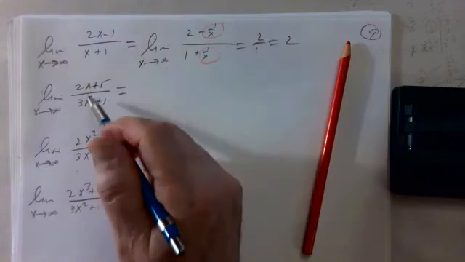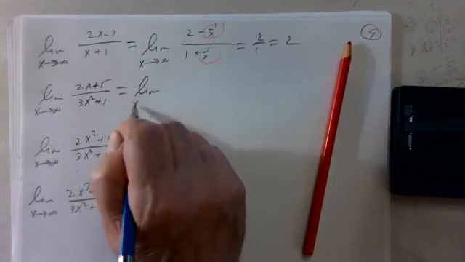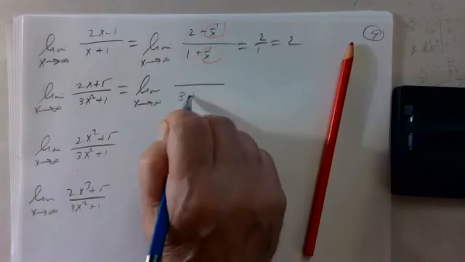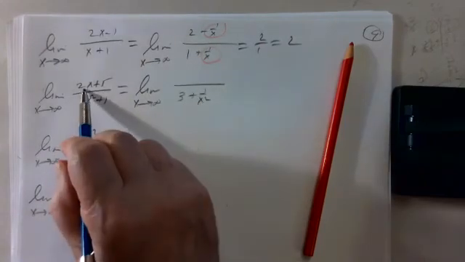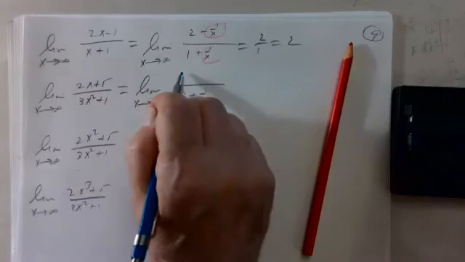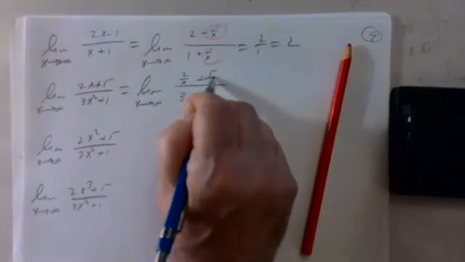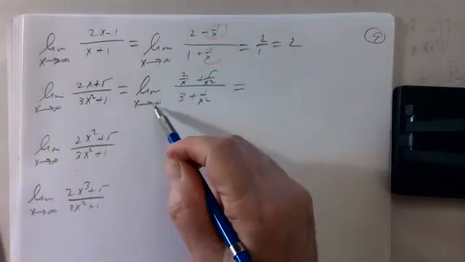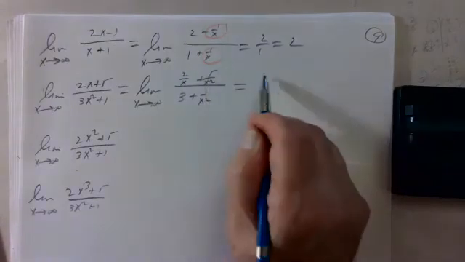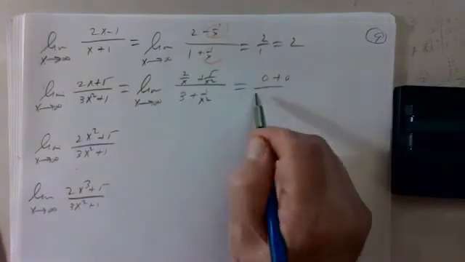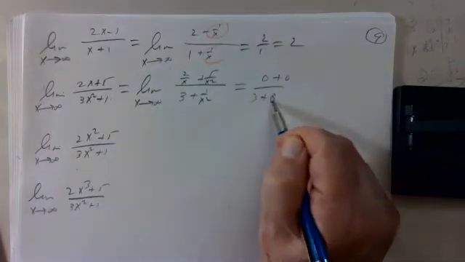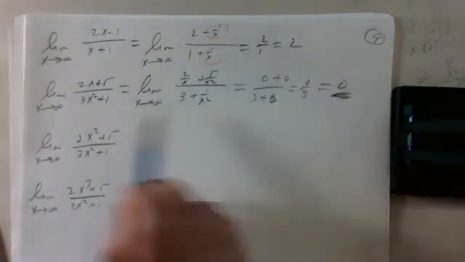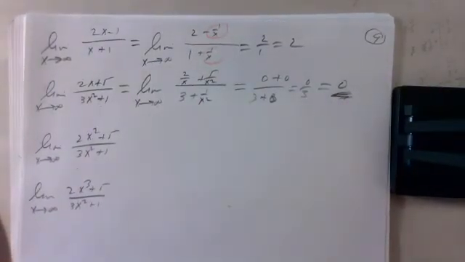Here the highest power of x is x squared. So if you divide the denominator by x squared, you get 3 plus 1 over x squared. If you divide the numerator by x squared, you get 2 over x plus 5 over x squared. What happens as x goes to infinity? These two go to 0. This is 3. This goes to 0. I get 0 over 3, which is 0. So this limit is equal to 0.